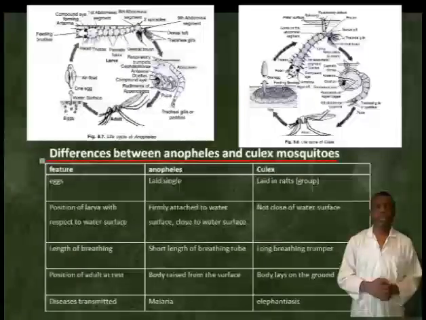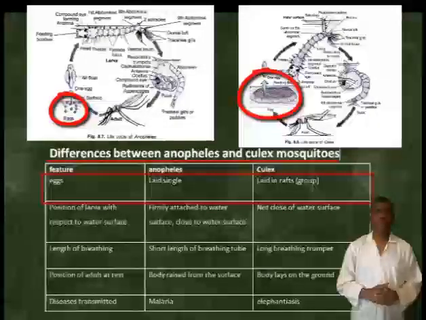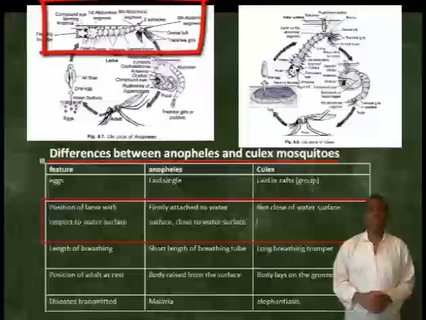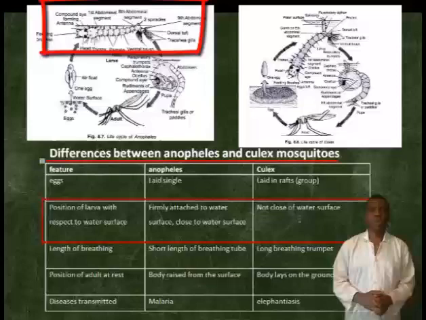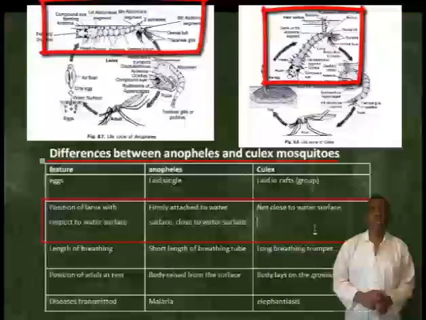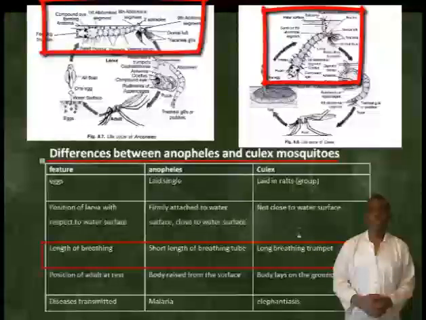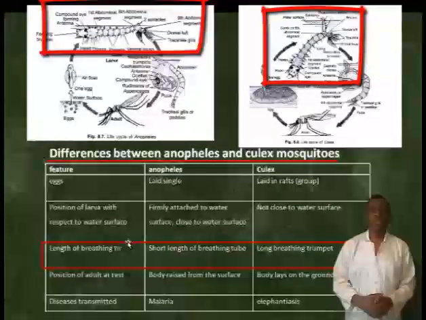Differences between the Anopheles mosquito and the Culex mosquito. The eggs of the Anopheles mosquito are laid singly, while the eggs of the Culex mosquito are laid in rafts, that is, groups. The larva of the Anopheles mosquito is firmly attached to the water surface, that is, close to the water surface, while the larva of the Culex mosquito is not close to the water surface. The breathing tube of the Anopheles mosquito is short, while the Culex mosquito has a long breathing trumpet.